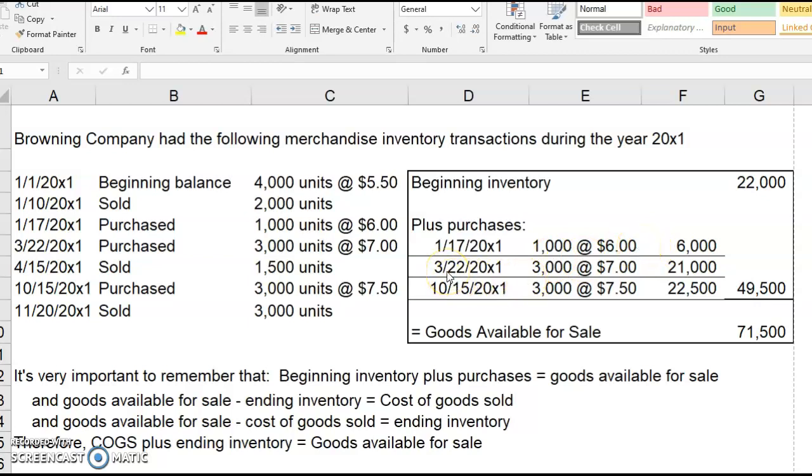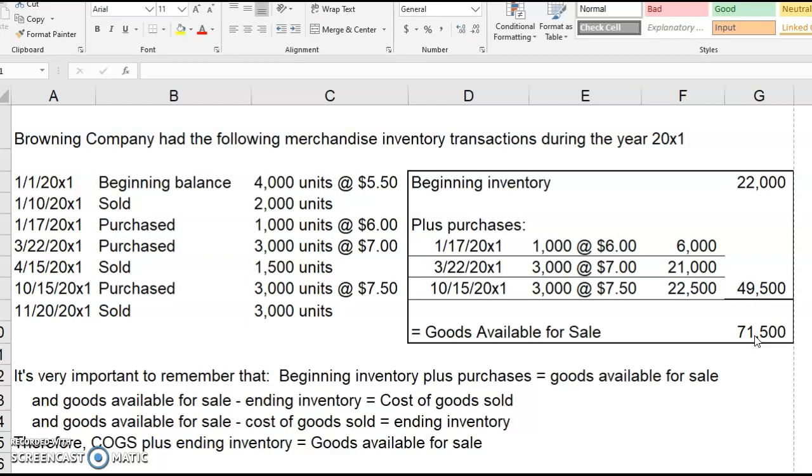On March 22nd, they purchased $21,000 of inventory, 3,000 units at $7 each. And on October 15th, they purchased another 3,000 units and paid $7.50 each, for a total of $22,500. So their purchases throughout the year were $49,500. Beginning inventory of $22,000 plus purchases of $49,500 equals goods available for sale.